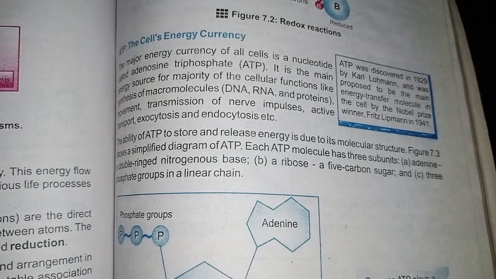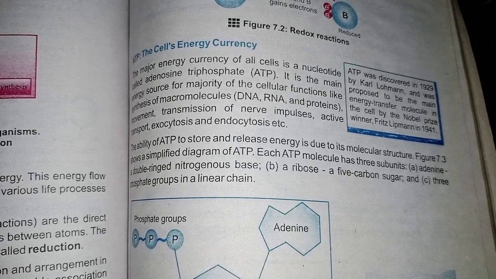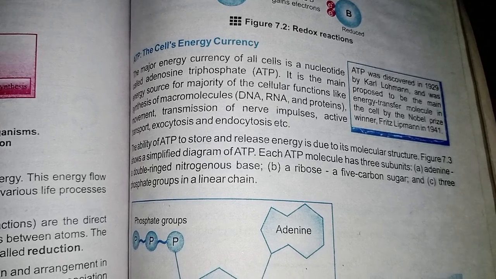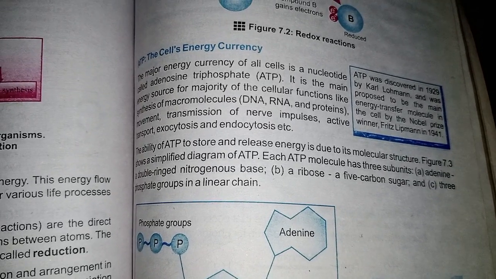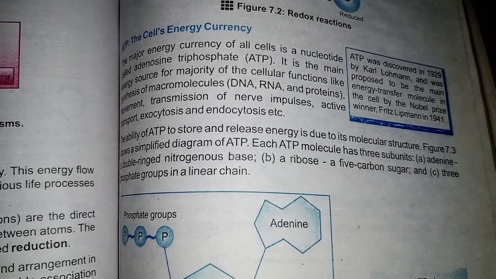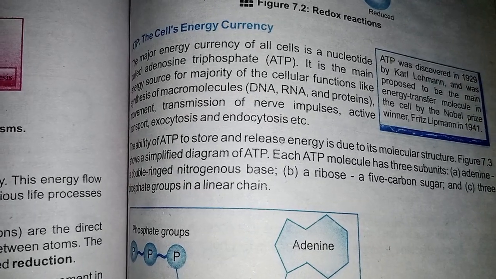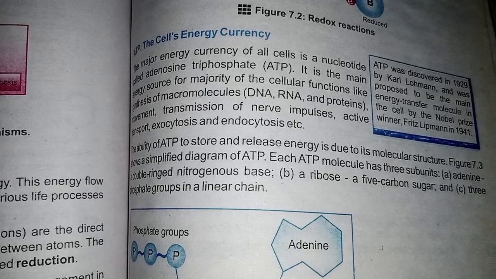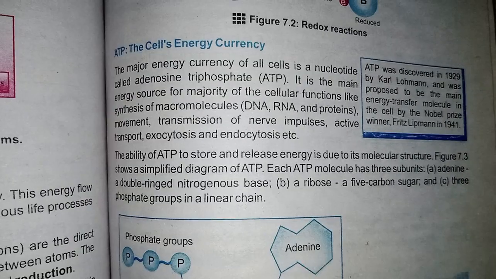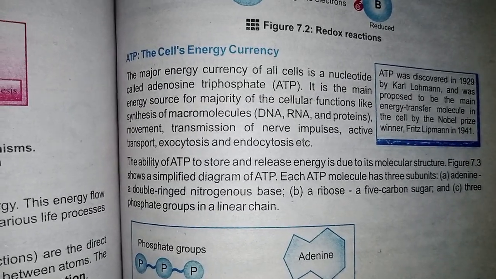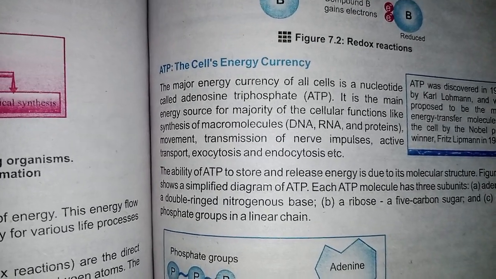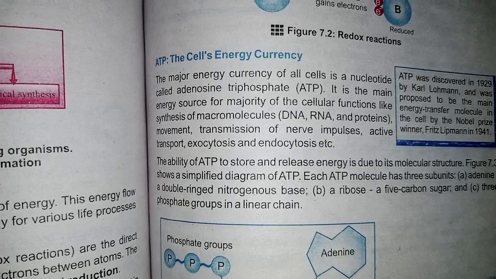In the last topic, we discussed the oxidation and reduction of different enzymes in the plants due to the energy resources. And now our topic is the cell energy currency. So let's start. After oxidation and reduction, compositely we call it the redox reaction.